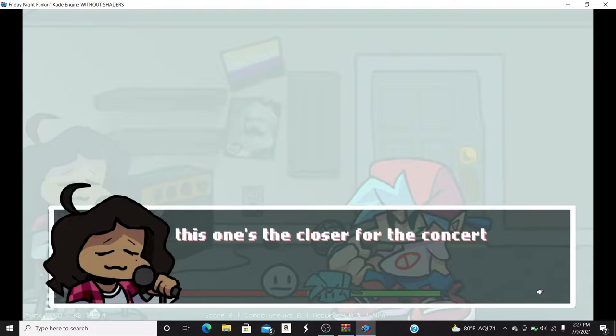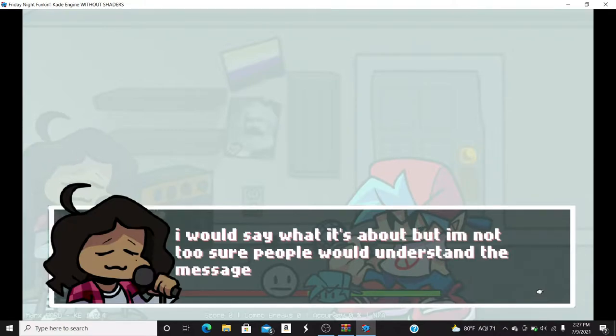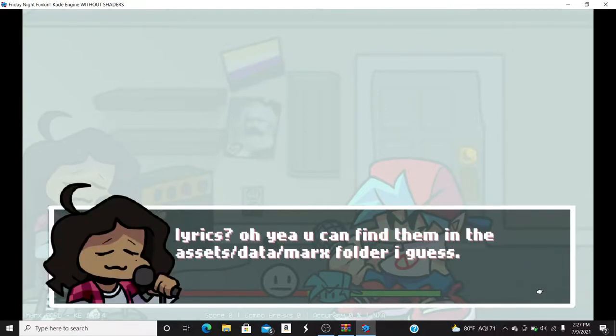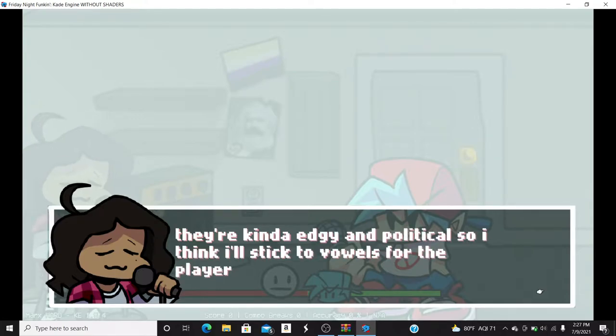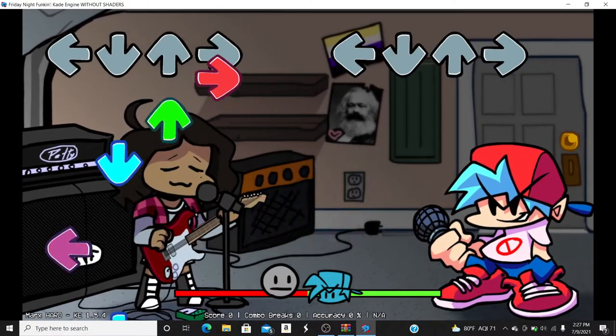This one's the closer for the concert. It's one of my personal favorites. I'm not sure people would understand the message. What do you mean, message, dude? Lyrics? Oh yeah, you can find them in the assets/data/marks folder, I guess. We might search that after we play the entire song, which I think is the last song. They're kind of edgy and political, so I think I'll stick to vowels for the player's sake. Okay. I don't know what that's supposed to mean.